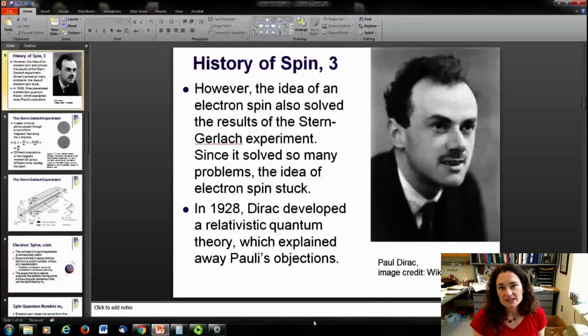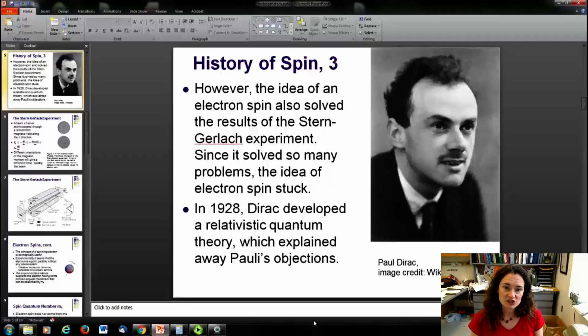Now, the idea of the electron spin kind of stuck because it solved so many problems. It didn't just solve this idea of what they saw in the spectra, but it also explained the results of a very influential experiment called the Stern-Gerlach experiment. The series of these experiments was conducted in 1921 and 1922. So despite Pauli's objections, this idea of electron spin kind of persisted.